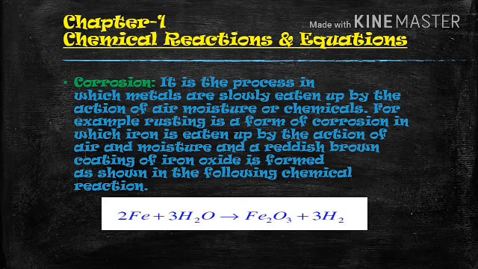Rusting means corrosion of iron. When iron is placed in a moist environment, then iron reacts with air and the result is corrosion. Here is the chemical reaction in the figure. Fe plus H2O. Fe means ferrum, which means iron. When iron reacts with water, we have a process which is called corrosion.